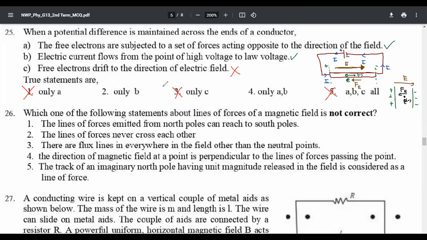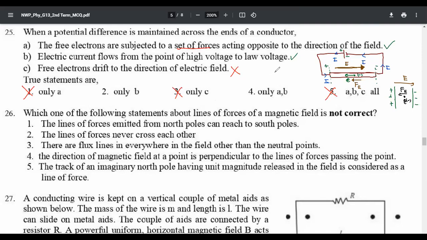So this part is a problematic part. A set of forces. They have taken 3 as the answer. That means C is correct. Maybe then this question should have been false statement. Because B is definitely correct, people. B is definitely correct. Or else, wait, electric current.